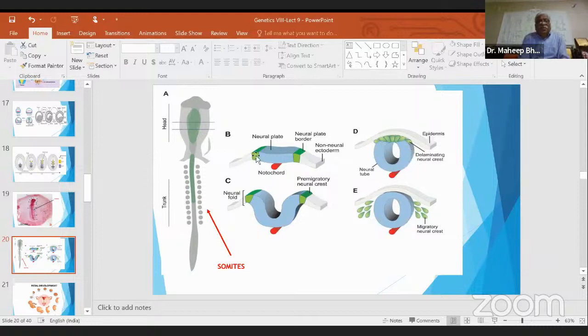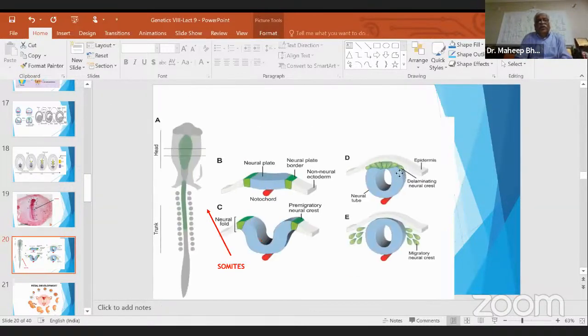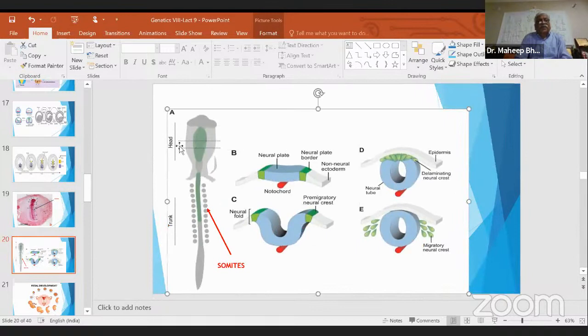Some mesoderm cells migrate on both sides of this neural plate, and they basically form an area known as the neural crest, very important. This point is known as a neural fold, because here the folding is taking place, ultimately forming a neural tube, which is here. This portion you can correlate with this portion here, where the two linings are there.